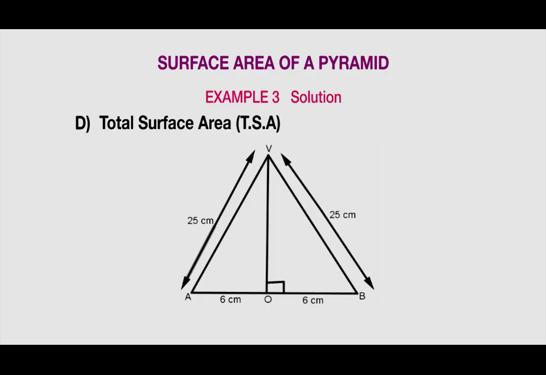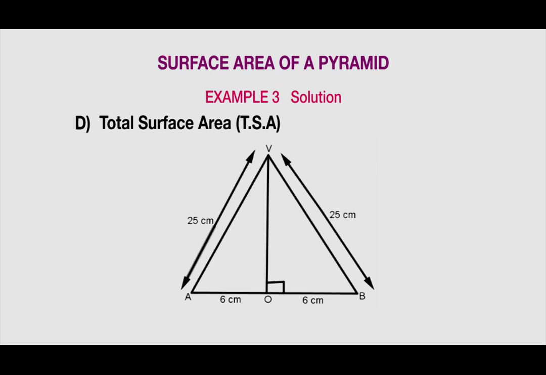The next one is to find the total surface area. As we have learned already, the total surface area is made up of the faces, which are triangles. So you pick one of the triangles. From the diagram, triangle VAB is an isosceles triangle. The line OV is dividing the base AB into two equal parts. Hence, OA should be equal to OB, and that will give us 6 centimeters.